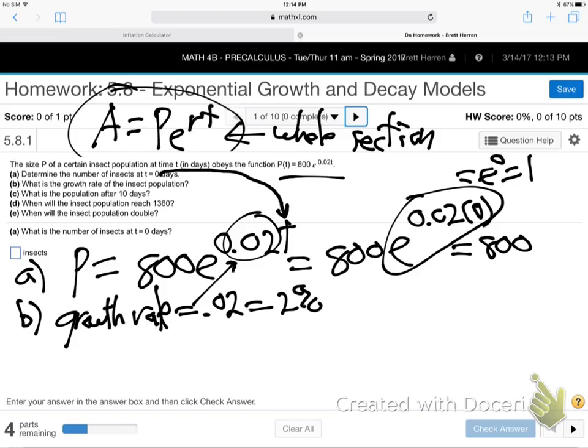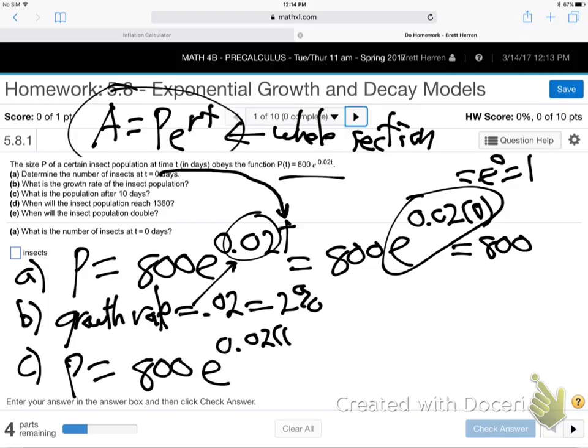C. What is the population after 10 days? So you use the population formula and plug in 10. See how I put in 10 for T? We good? And then just hit the buttons on your calculator. And let me know what you get there.